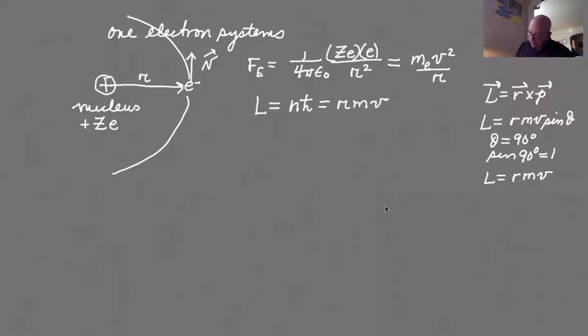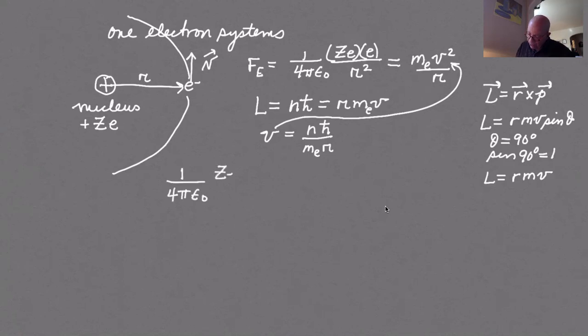All right. We can solve for v here. v then is going to be n h bar over m sub e times r. m sub e is the mass of the electron. And what we're going to do is take this and plug it into here. So we have 1/4πε₀ Ze squared over r squared, equal to m sub e over r times v squared, which is n squared h bar squared over m sub e squared r squared.